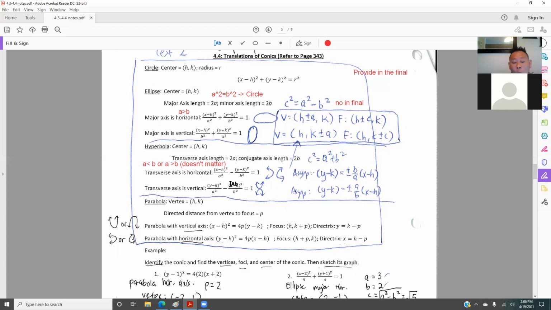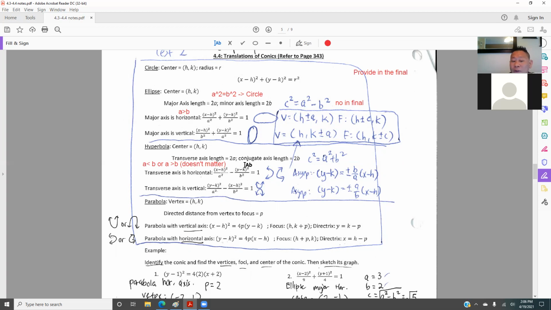How do you figure out which one is which? For a hyperbola, if you have an x coming first, it goes sideways like this. If you have y coming first, y is positive, it goes up and down. So that is the hyperbola. And for a parabola, you only get one square, either x squared or y squared. The other variable is not squared.